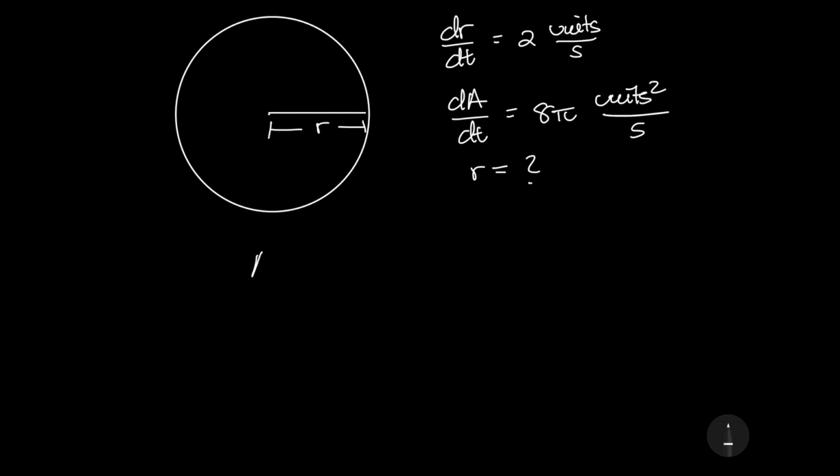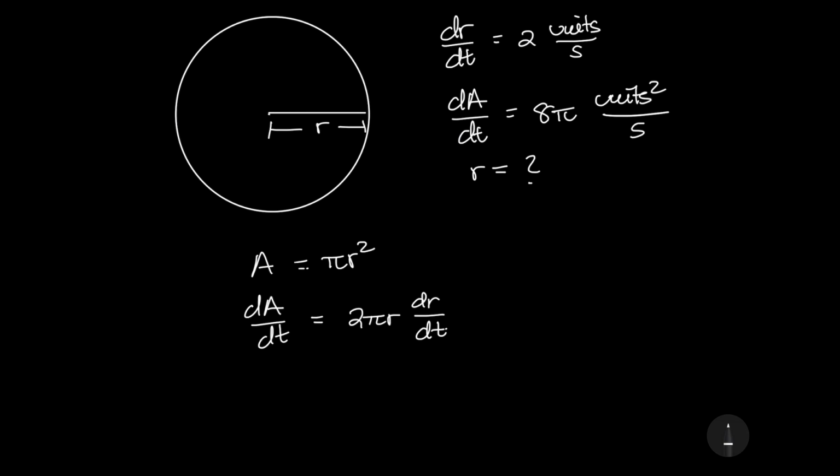We know that the area of a circle is equal to pi r squared, right? That's a pretty standard geometry equation. So now let's differentiate both sides of this equation with respect to time. The derivative of A is dA/dt, the change of area with respect to time, and that is equal to the derivative of pi r squared. The derivative of r squared is just 2r dr/dt, and pi is just a constant, so it just tags along. So this becomes 2 pi r times dr/dt.